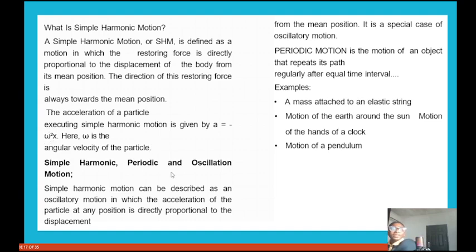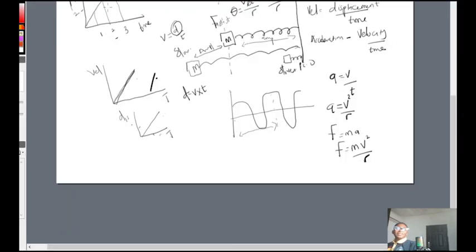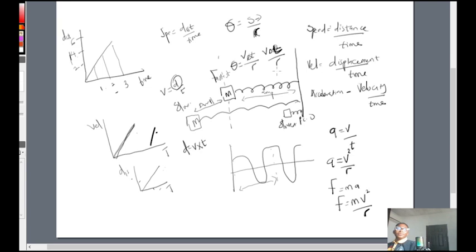So simple harmonic, periodic, and oscillatory motion. Simple harmonic motion can be described as an oscillatory motion. Why? Because it involves a to and fro. You tie a string to a wall and you put a mass and you are pulling it to and fro. It will go to the front, it will come back, go to the front, come back. So simple harmonic motion can be described. Let me see, I think we have that on our board. So look at it here now.